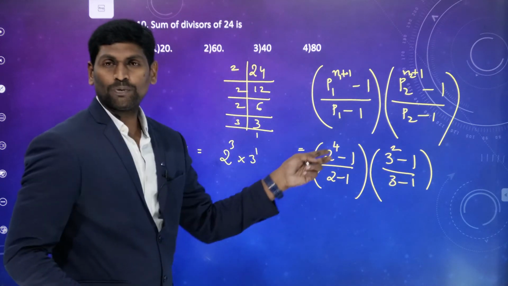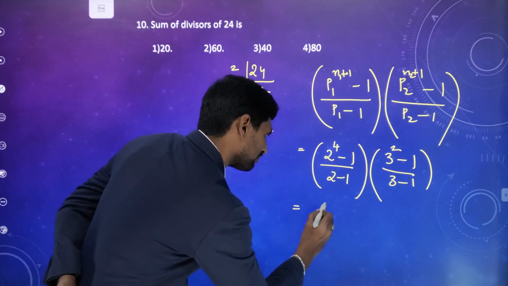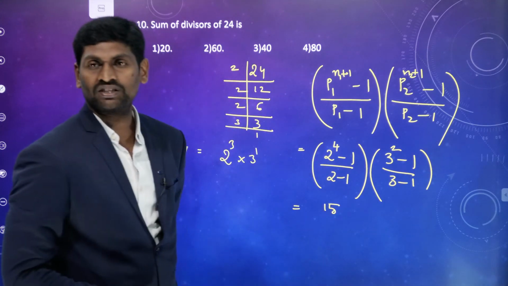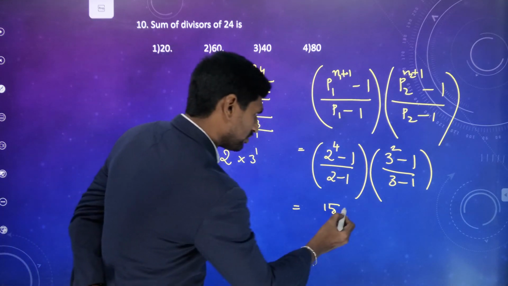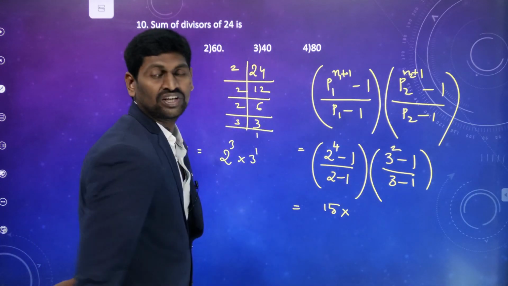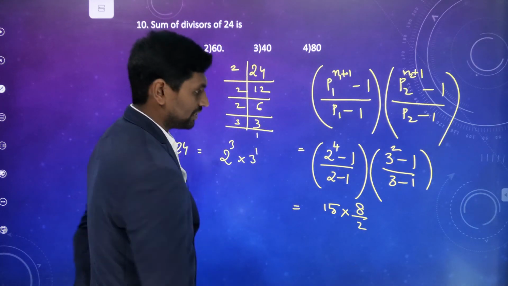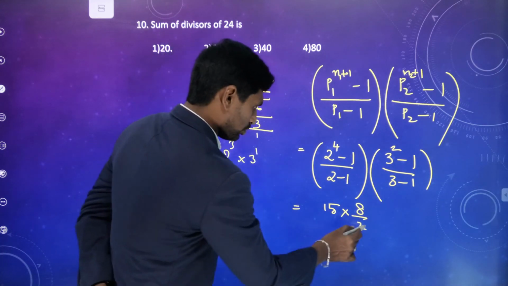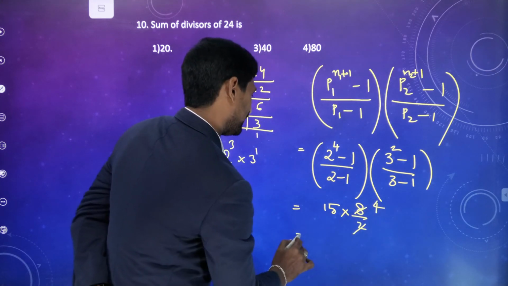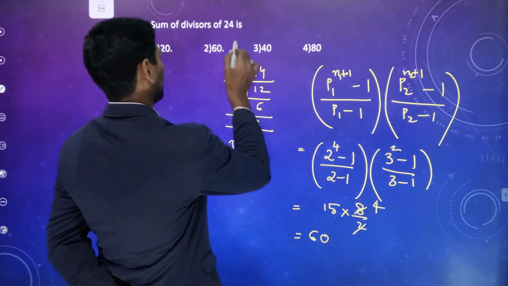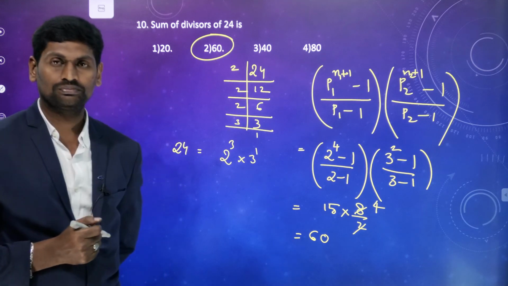Yeah. 2 power 4, 16. 16 minus 1, 15. 15 by 2 minus 1 is 1. 15 by 1 means 15 only. Into 3 square value 9. 9 minus 1, 8. 8 by 2, because 3 minus 1 value is 2. 2 table in 8, 4 times. 15 4s are 60. Our respective answer is option 2.